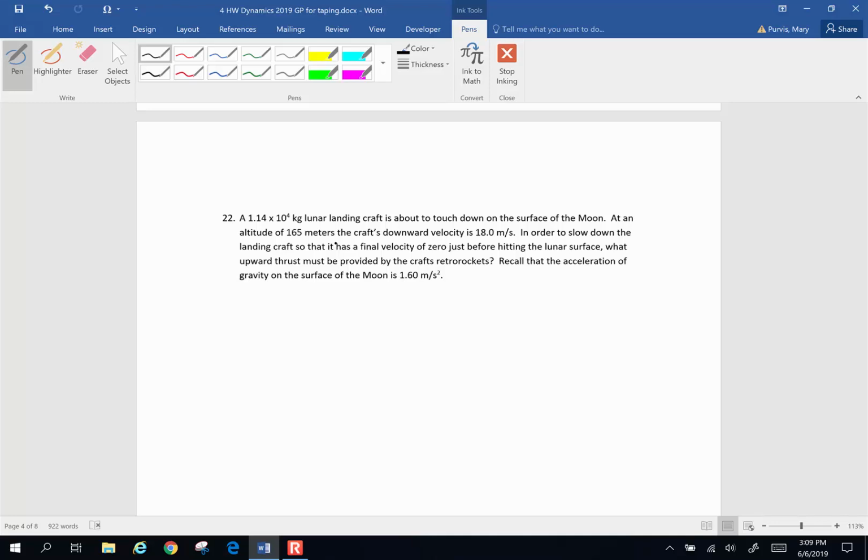So, first off, we have to look at what we've got down here. Now we know the mass of the landing craft is 1.14 times 10 to the 4th kilograms. It's touching down on the surface of the moon at 165 meters above the surface. So 165 meters is its displacement above the surface of the moon. It has an original velocity of 18 meters per second, and it wants to land with a velocity of 0.